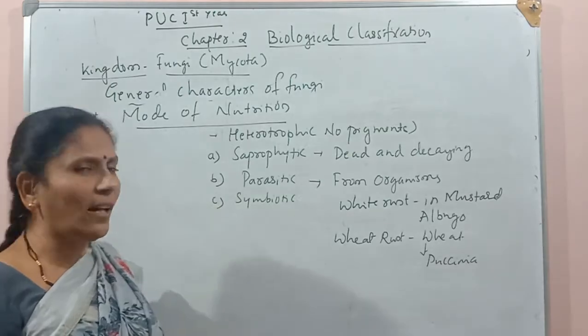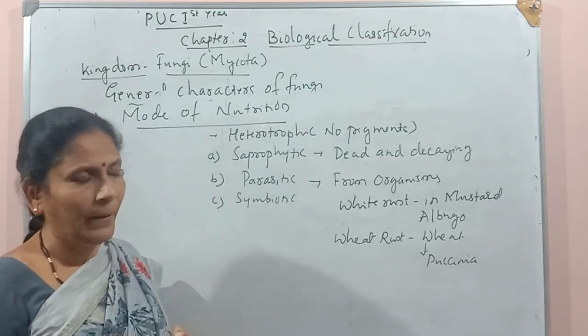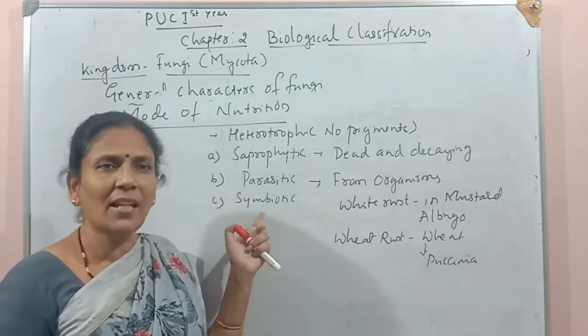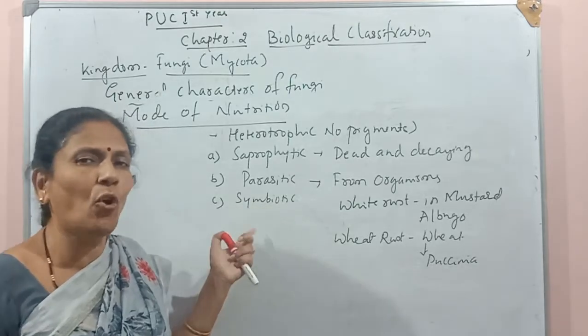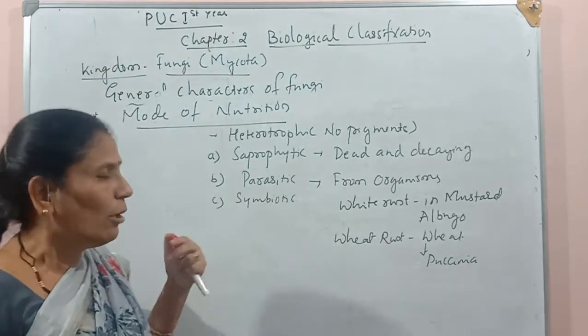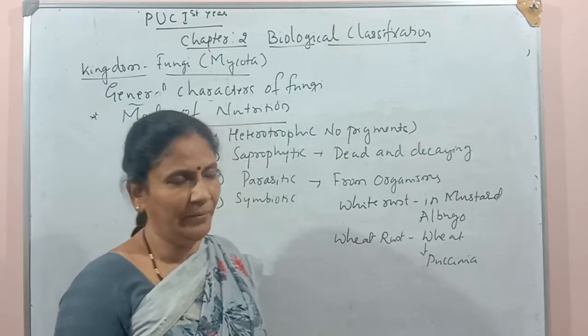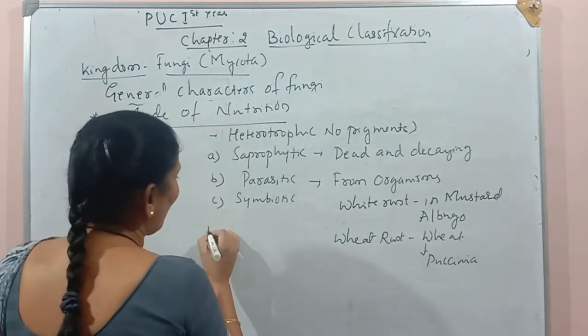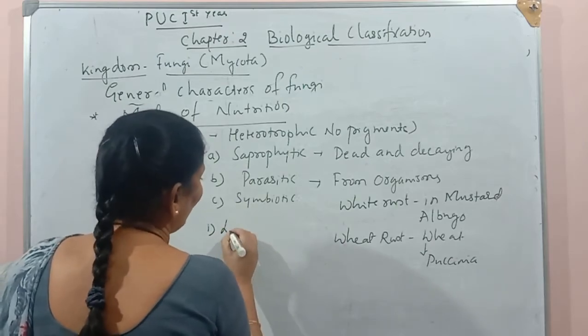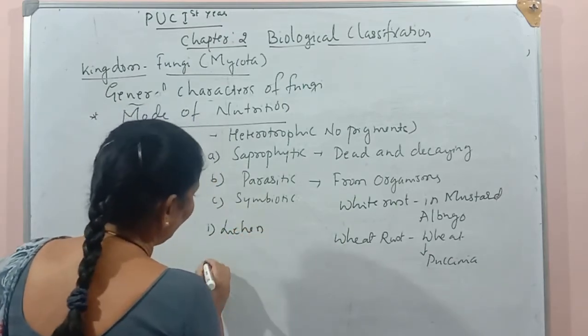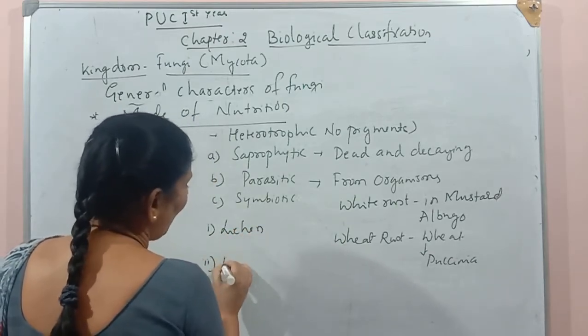Only few fungi are symbiotic. Symbiotic means it's an association which exists between two organisms where both organisms are mutually benefited. There are two examples for symbiotic relation. One is lichen, another one is mycorrhiza.